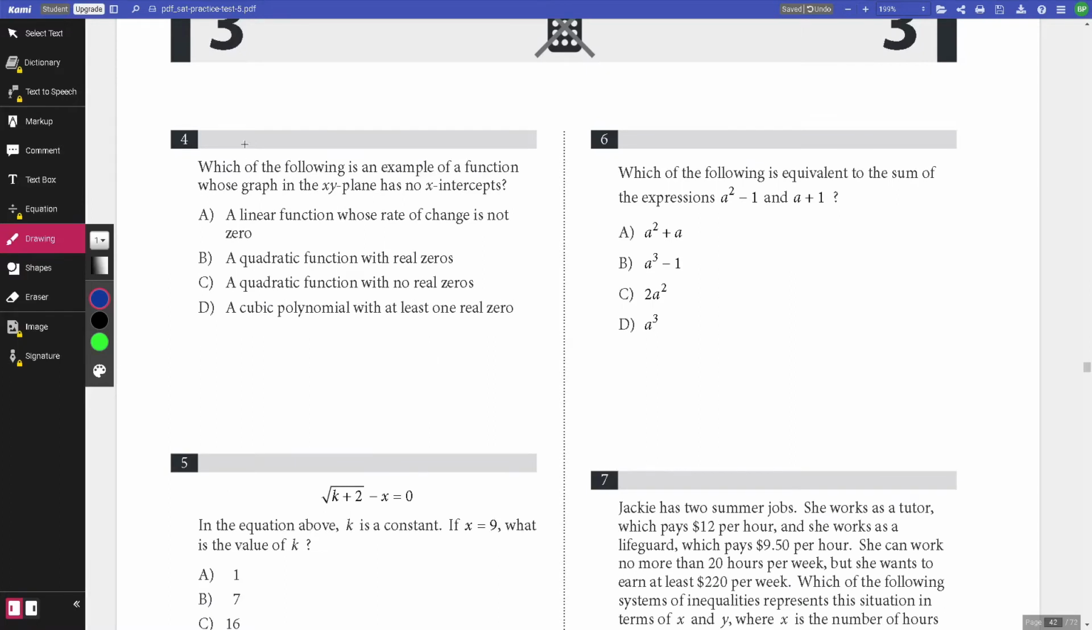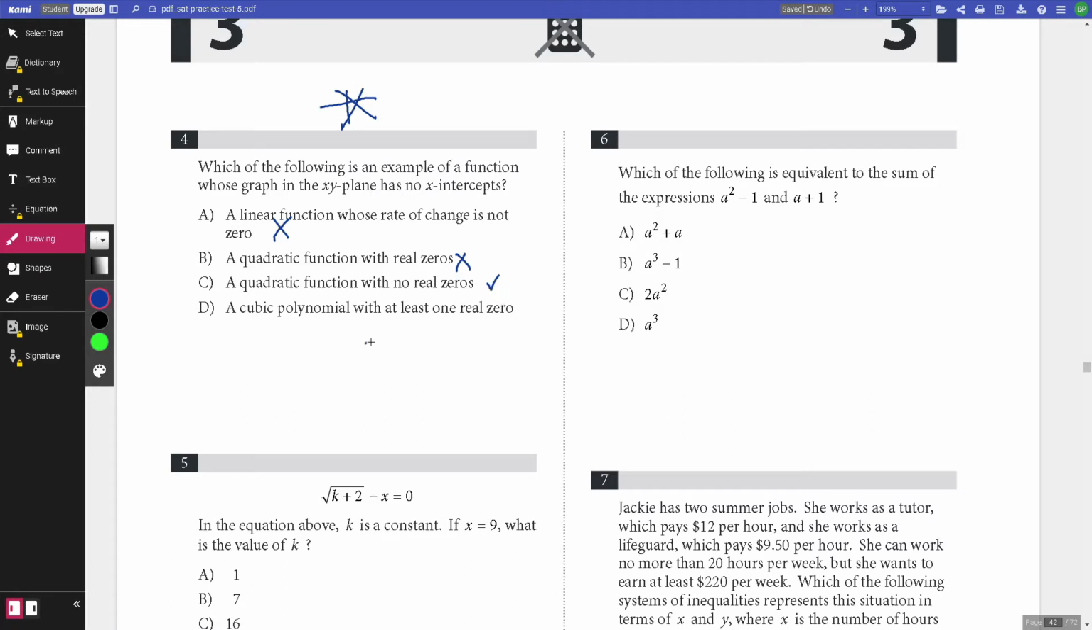Number 4. Which of the following is an example of the function whose graph in the xy plane has no x-intercepts? So if there's no x-intercept, then it must change directions. So let's look. Linear always goes through the x-intercept, so that's wrong. If it has real zeros, that means it intersects the x-axis, so that's wrong. This one has no real zeros, that means it doesn't intersect the x-axis, so looks right.